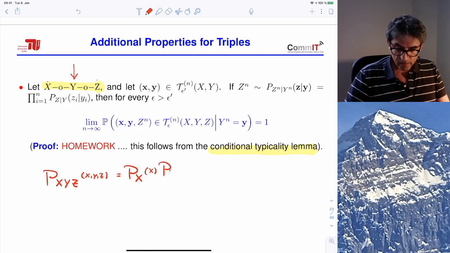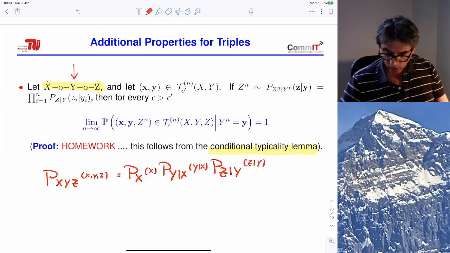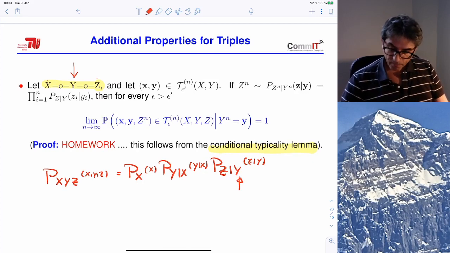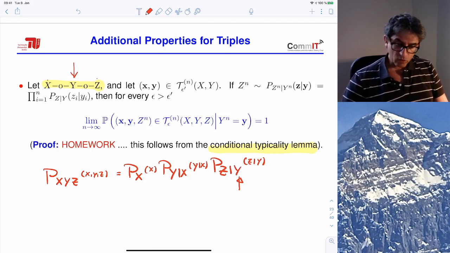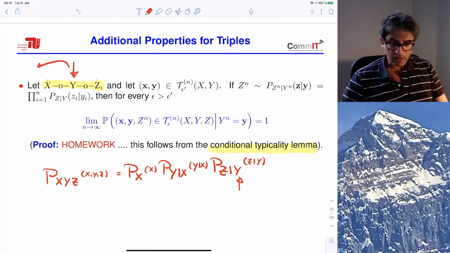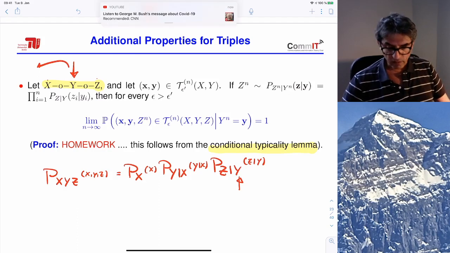P_X, P_Y given X, P_Z given Y. In other words, in general, by the telescopic rule, all the variables already appearing would be in the conditioning, so the conditioning should be with respect to X, Y, but because it's a Markov chain, the conditioning with respect to X disappears, because when we condition with respect to Y, whatever is to the left of Y in the chain is irrelevant. Okay?